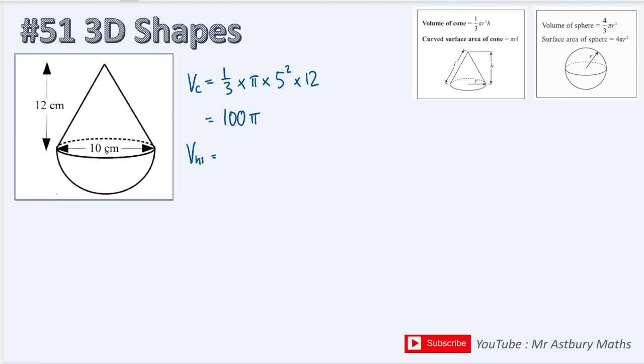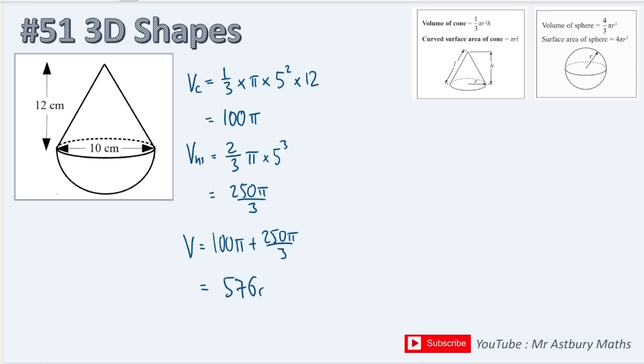And the radius of the hemisphere is also 5. And the volume of the hemisphere is 4/3 pi r cubed, but needs to be halved. So I'd write 2/3 pi times 5 cubed. And this gives me 250 pi over 3. So the total volume of this shape would be 100 pi plus 250 pi over 3. And I'd put that into my calculator, and that gives me 576 centimeters cubed.